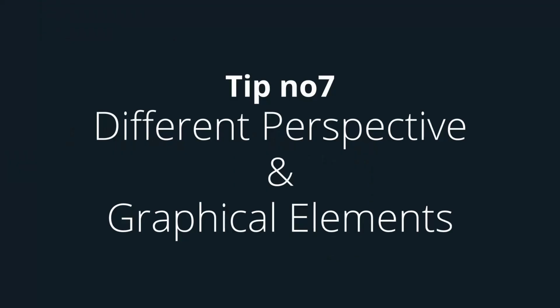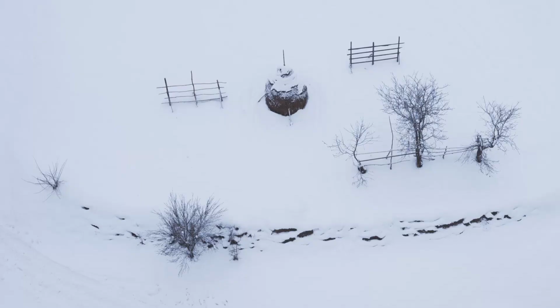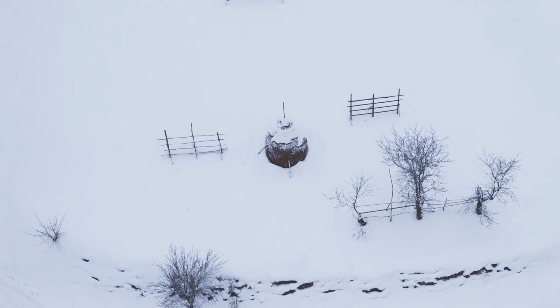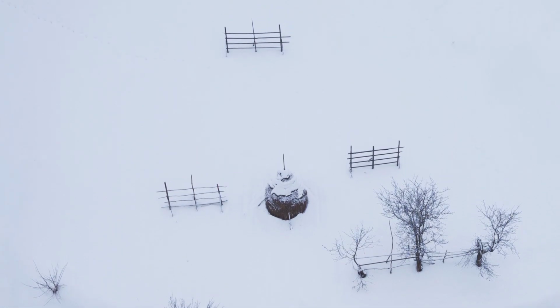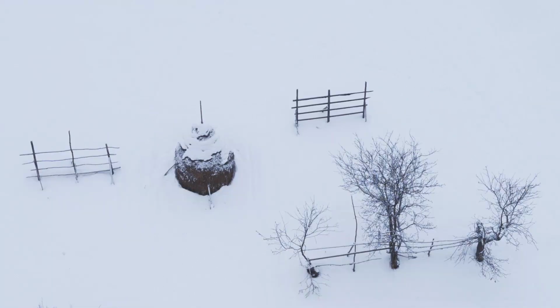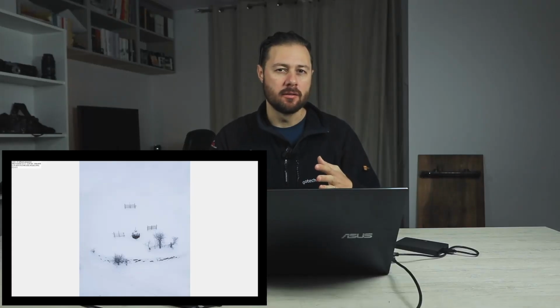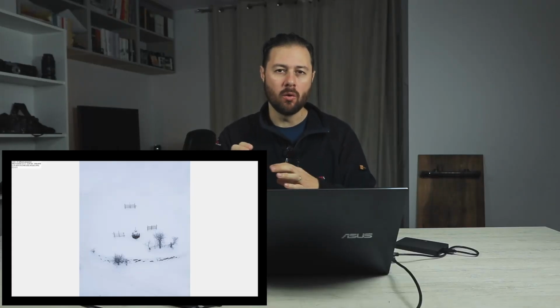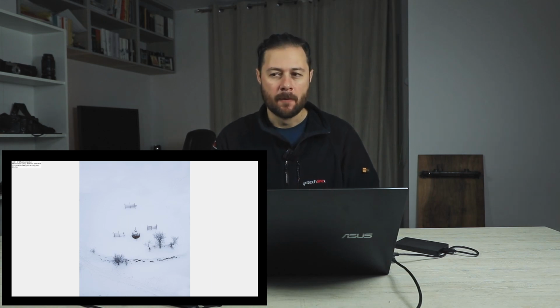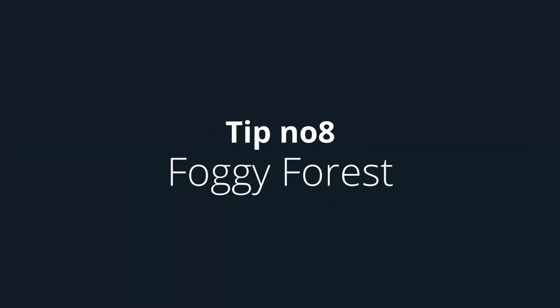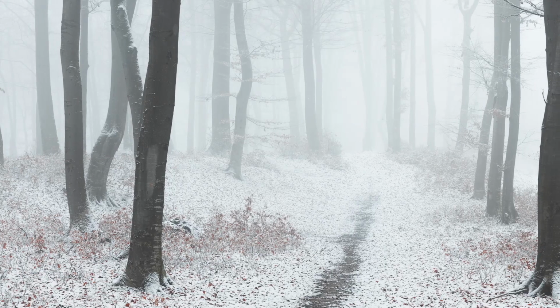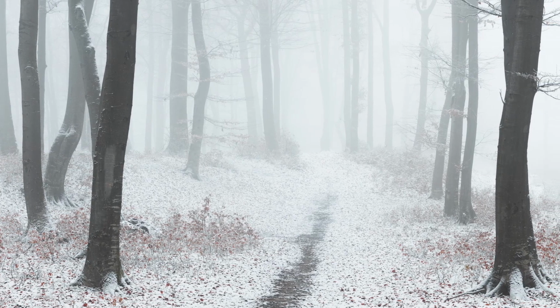Idea number 7, if you look from another perspective, like for example from a drone, but this tip doesn't necessarily apply only to drone footage. You can think of graphical elements being represented by small elements in the landscape. Number 8, my favorite, foggy forests in winter situations.